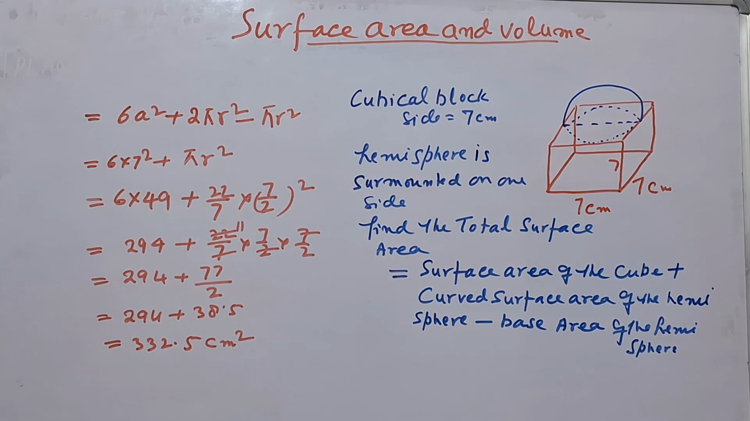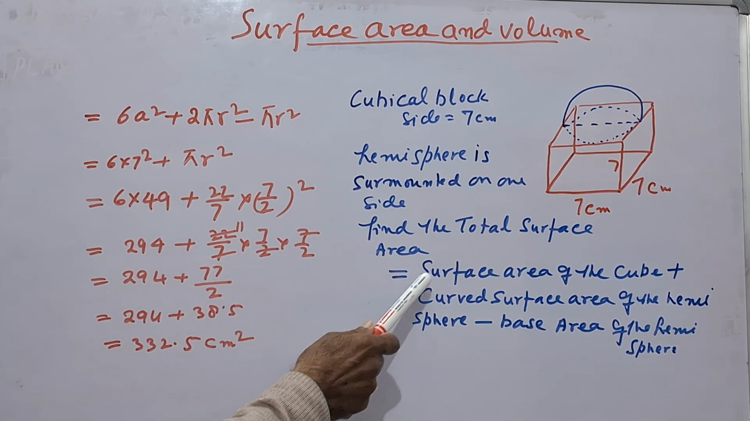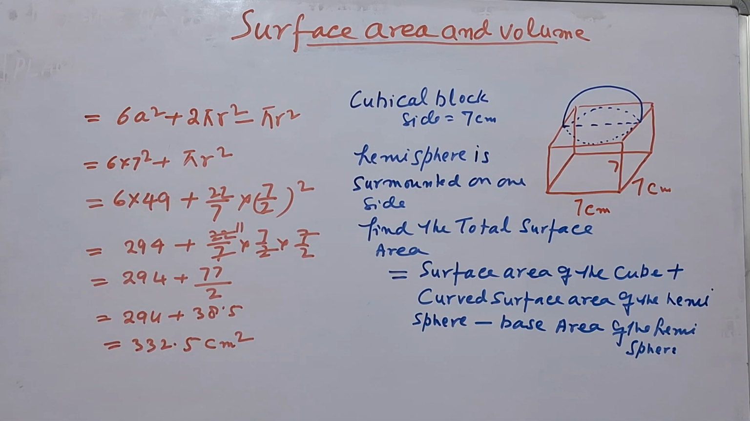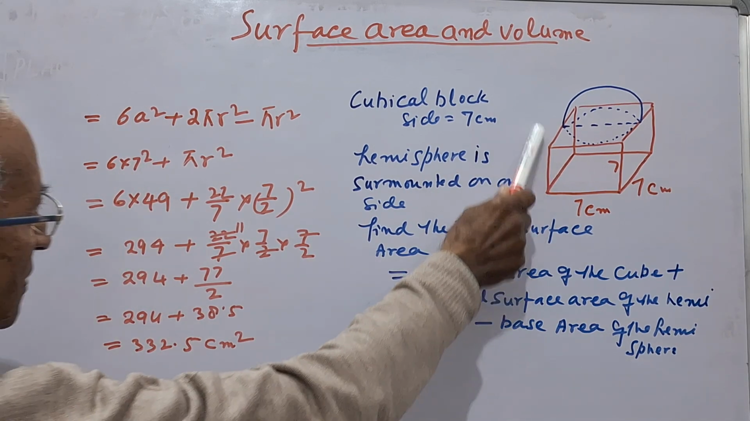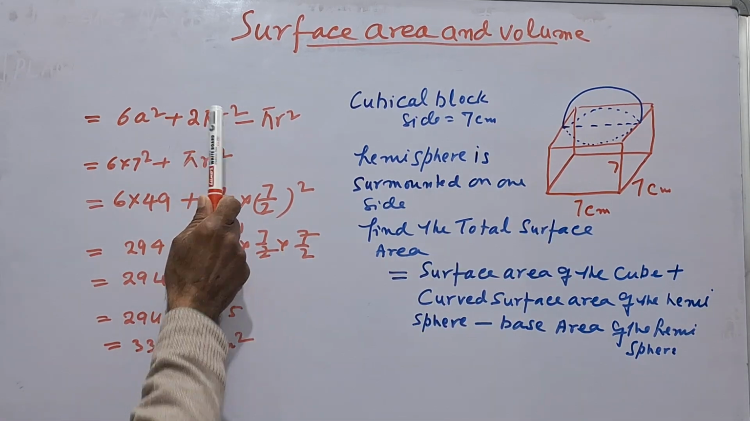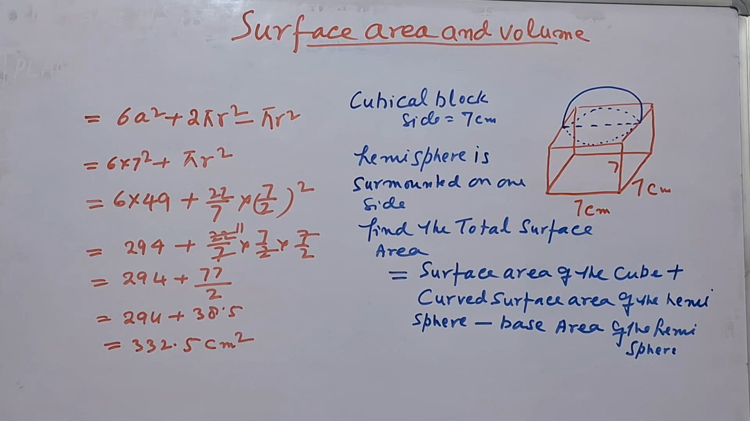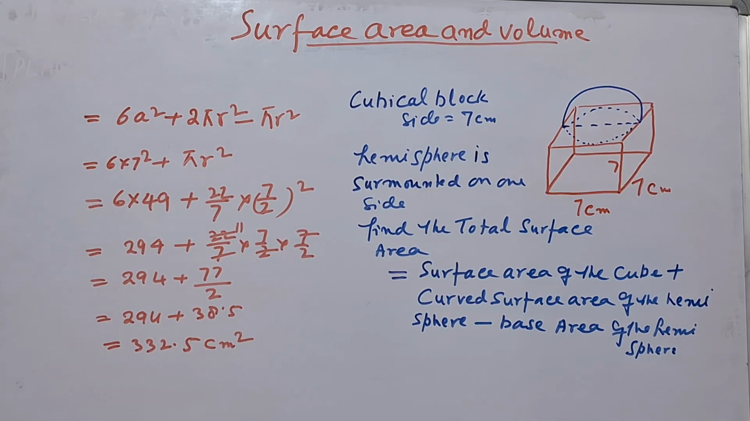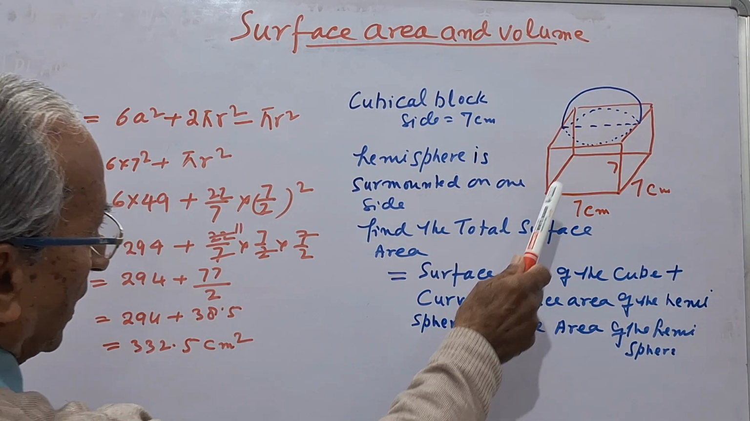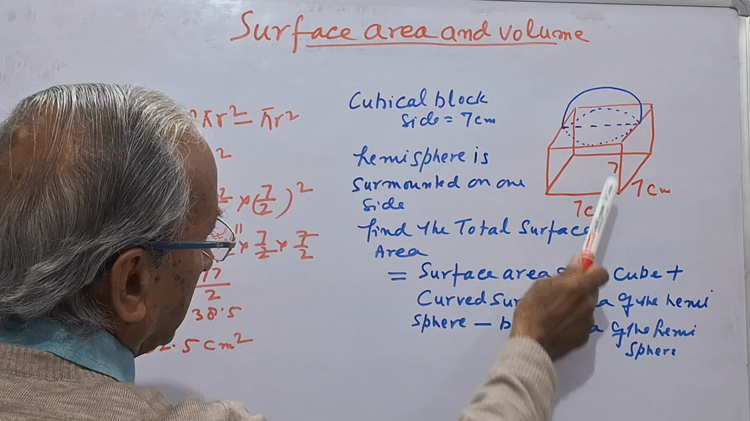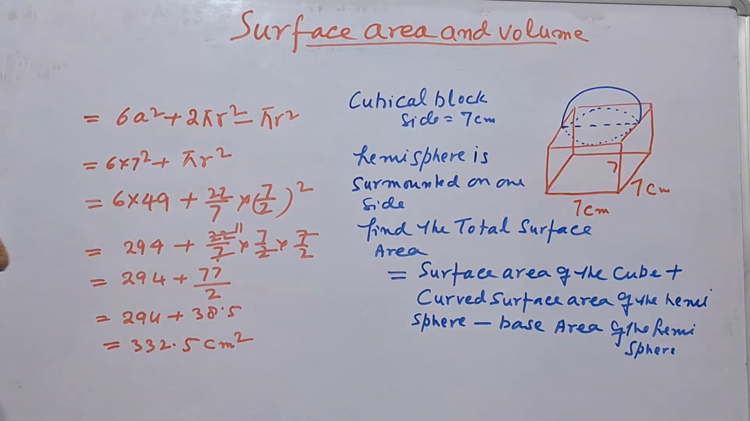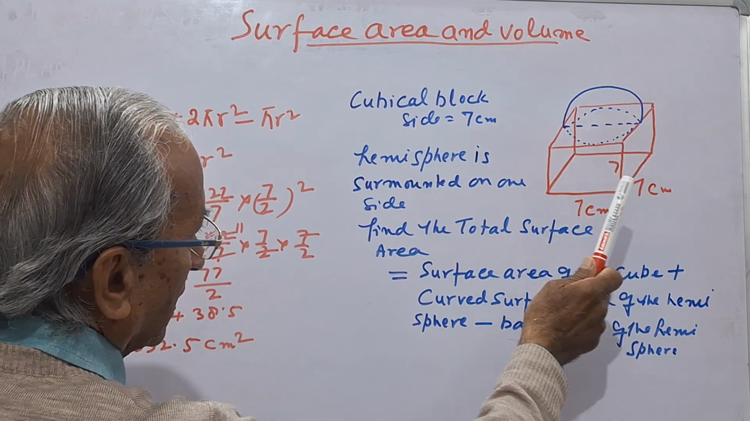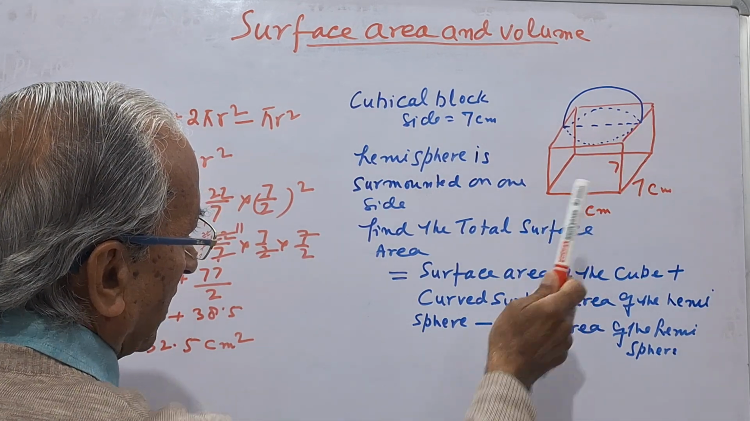Now come to the formula. Surface area of the cube is 6 side square, and the CSA of the hemisphere is 2 pi r square, and the base which is to be removed, that is pi r square. Now here radius will be half of the side, that is 7 upon 2, because 7 is the diameter of the hemisphere, so radius will be 7 upon 2.